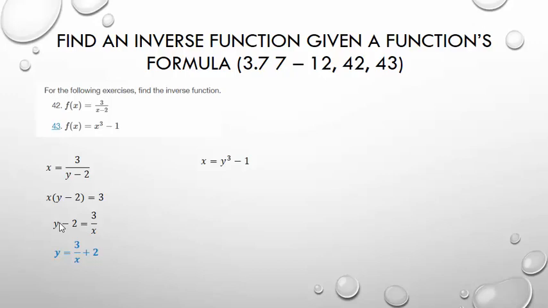So we've got y equals x to the third minus 1. Swap x and y. So x equals y to the third minus 1. Add 1 to both sides. We've got x plus 1 equals y to the third. Take the cube root. y is the cube root of x plus 1, and that's my inverse function. The inverse of x cubed minus 1 is the cube root of x plus 1.